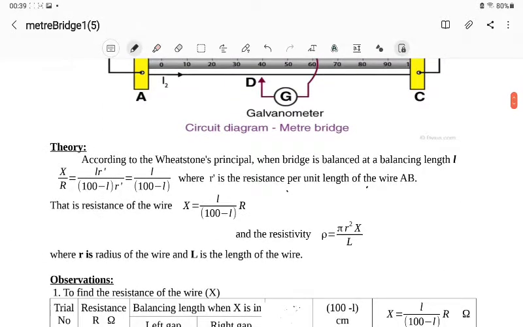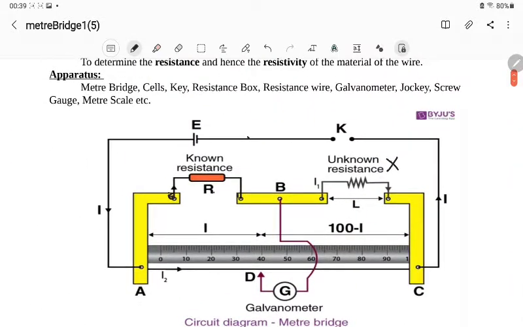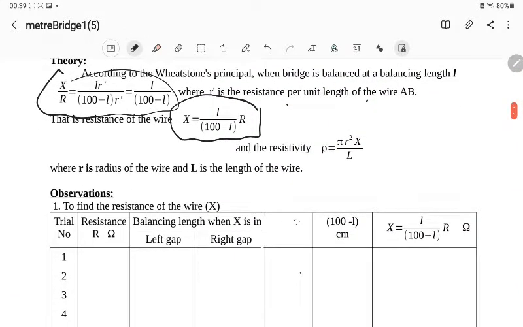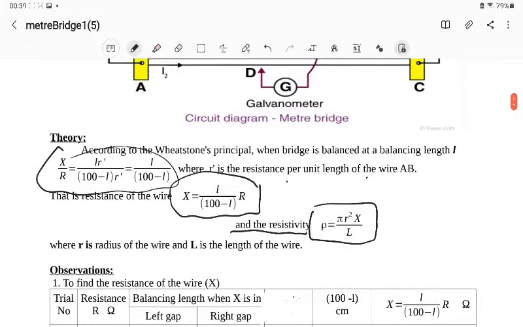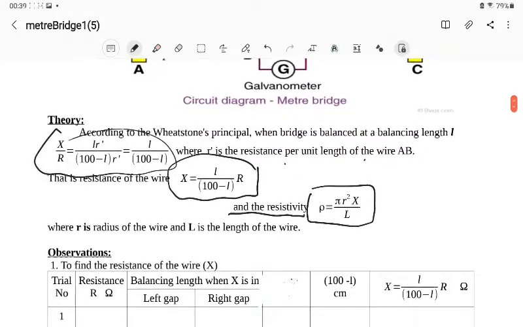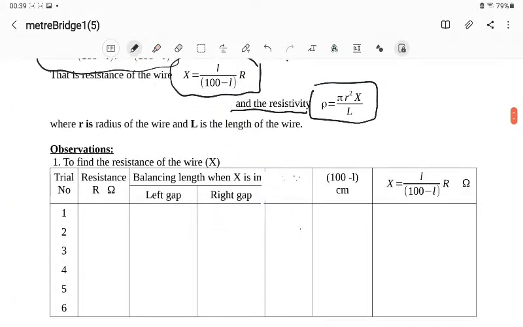Also, this is the theory. So here, this is the formula to find the unknown resistance. This wire, unknown resistance of this wire. And then this is the formula to find the resistivity of the wire. So now observation. Now I will give you the reading and you have to calculate.